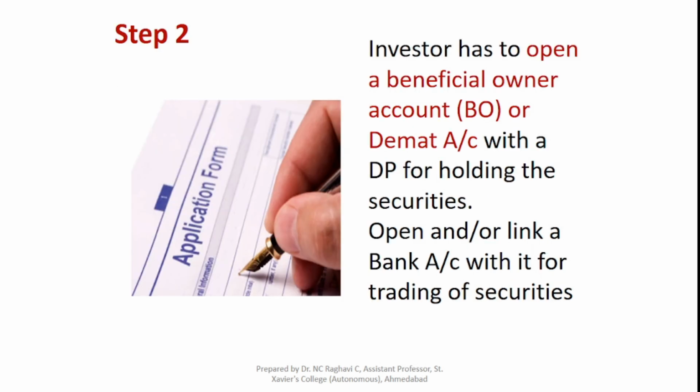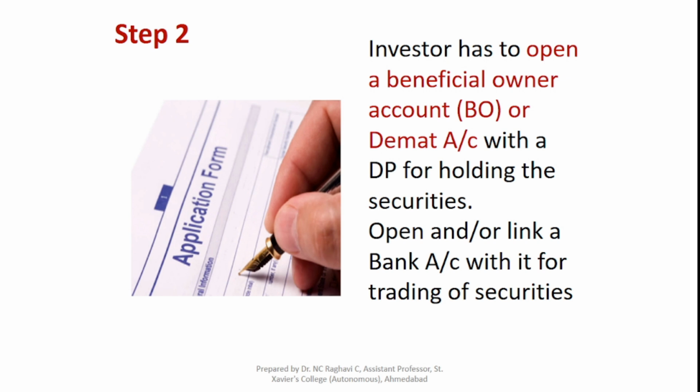Then step 2 is that the investor would open something known as a beneficial owner's account. This beneficial owner account in general terms is known as a demat account. The broker in this case is known as a depository participant, or DP for short. He would go to the DP and open a demat account.